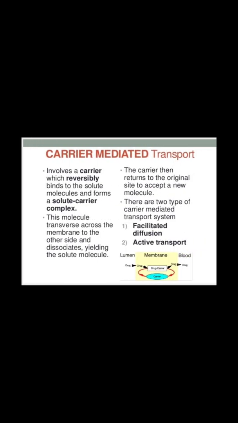Next is carrier mediated transport. Carrier mediated transport involves a carrier which reversibly binds to the solute molecules and forms a solute carrier complex. This complex transfers across the membrane to the other side and dissociates, yielding the solute molecule. The carrier then returns to the original site to accept a new molecule. There are two types of carrier mediated transport system. First one is facilitated diffusion and next one is active transport.